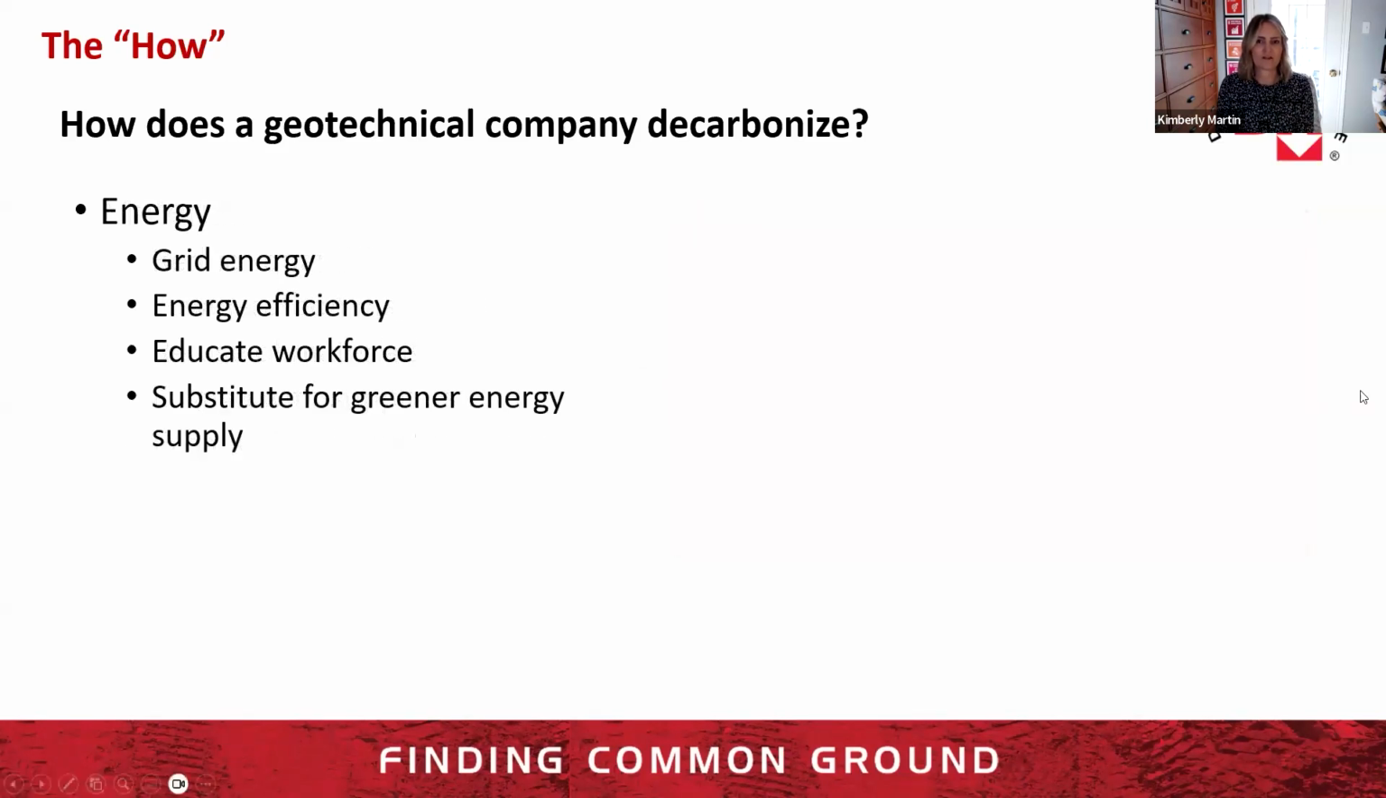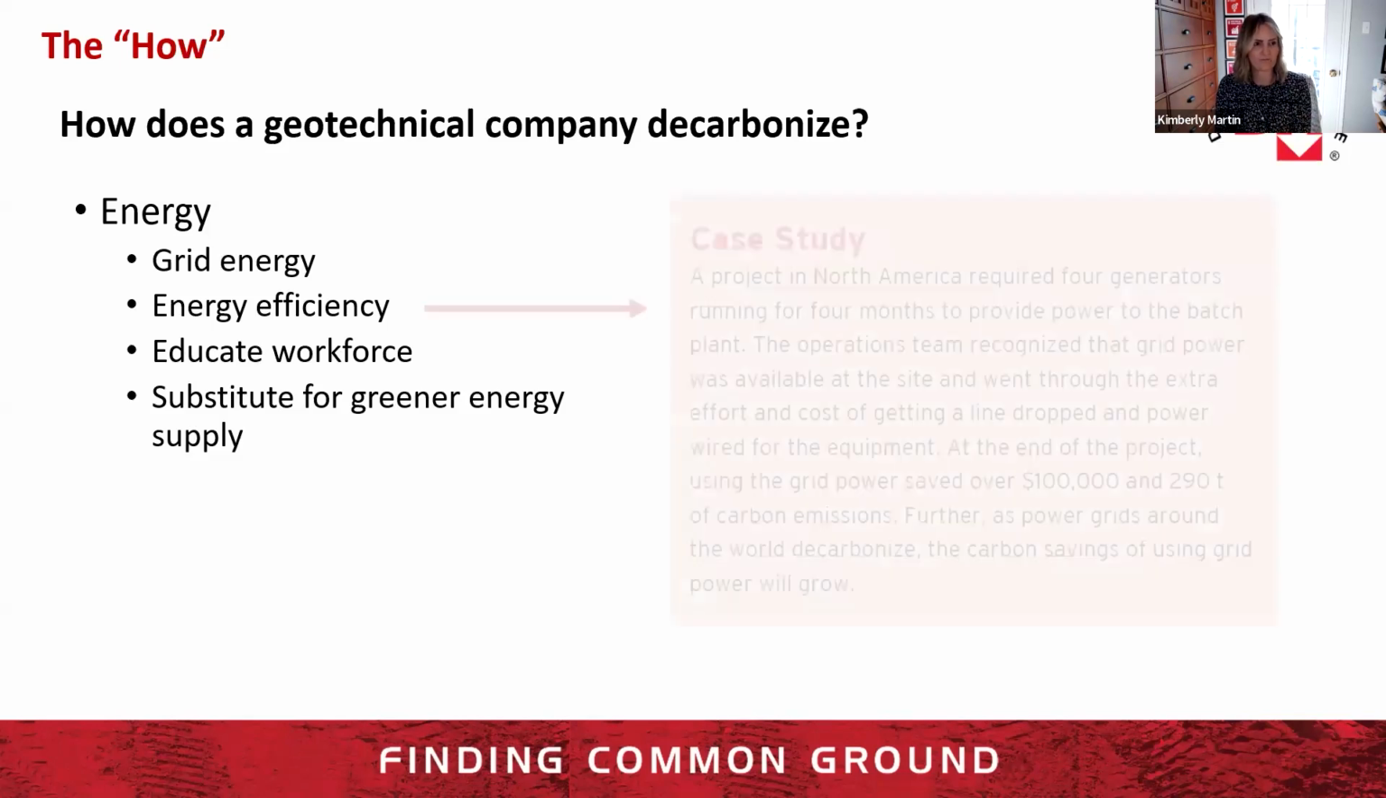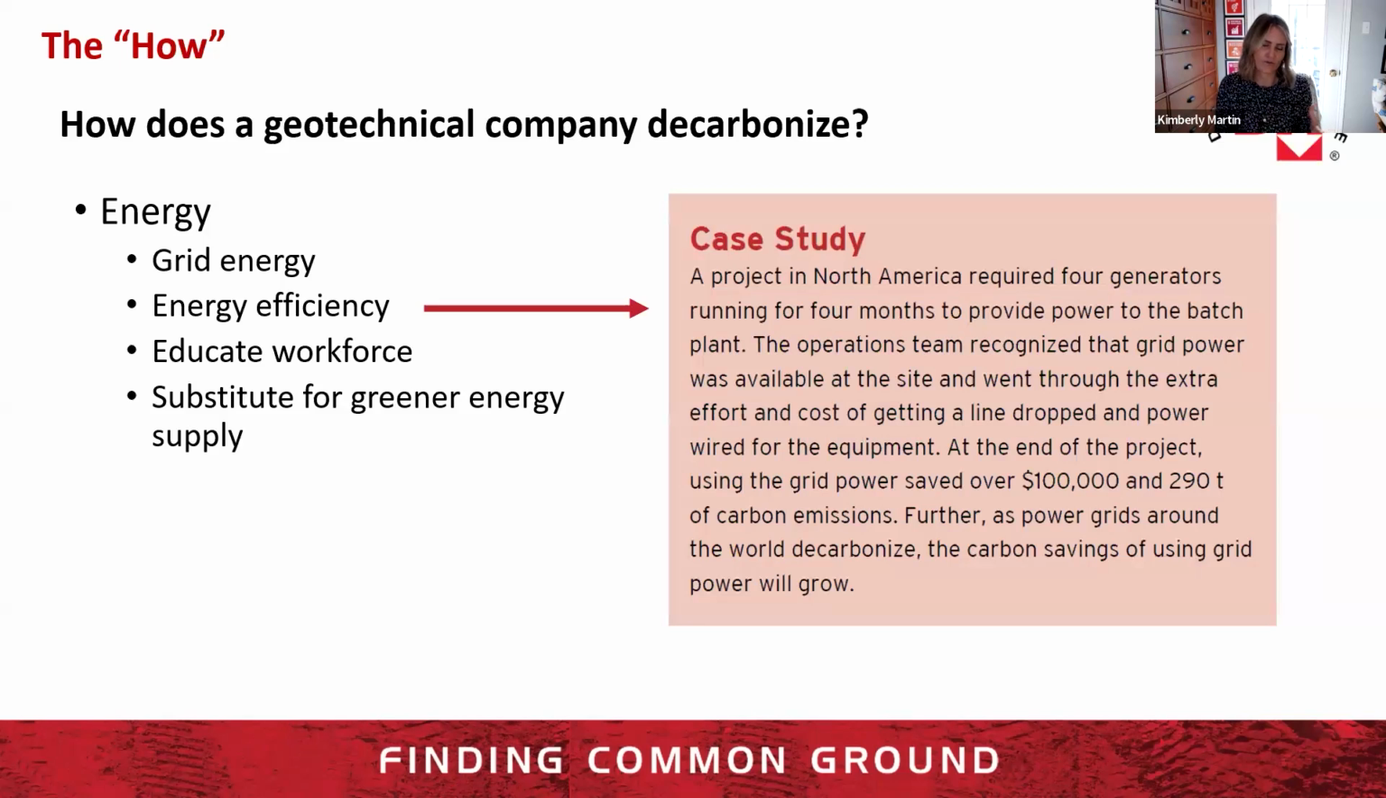Then we can look at energy. Where can we use grid energy instead of a generator? Where can we use less energy, either by optimizing the equipment or changing the technique? How can we educate our workforce to reduce idling? And when we have done that, can we substitute for greener energy from the grid, like in our offices, or also from the fuel we are using, like with renewable diesel? So here's a case where by connecting to the grid for a batch plant, the project saved $100,000 in fuel and 290 tons of carbon emissions. And the carbon savings will increase over time when we switch to the grid because the grid is becoming lower carbon over time. And in some places like Washington and Oregon, the grid is already providing near zero carbon.